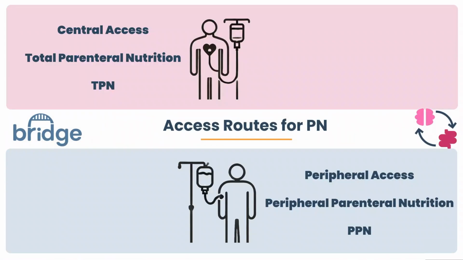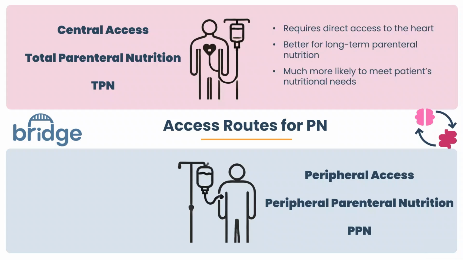We can break parenteral nutrition into its two forms, TPN and PPN. Each serves a different clinical purpose depending on access, nutrient concentration, and duration of support. For longer-term nutrition support, where central access to the heart is possible, we provide nutrition through total parenteral nutrition, or TPN. The central access veins are larger, so it's much more likely to meet the patient's nutritional needs.